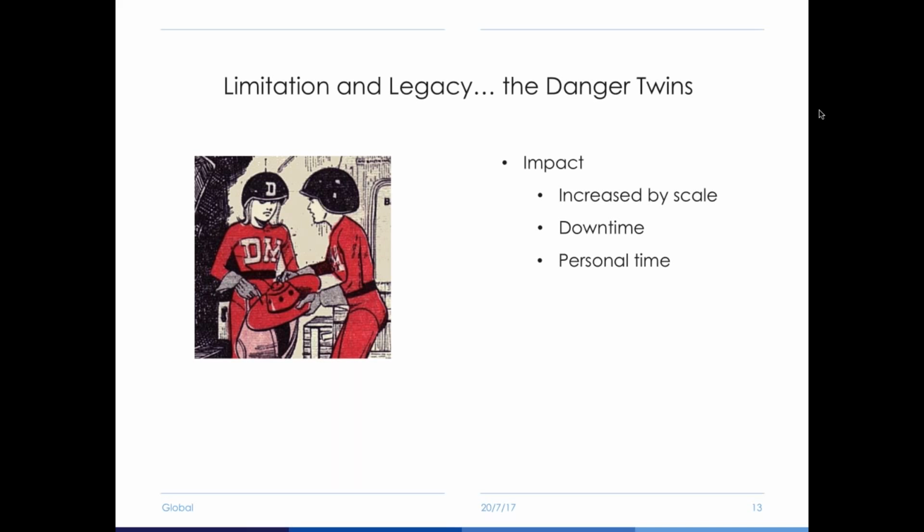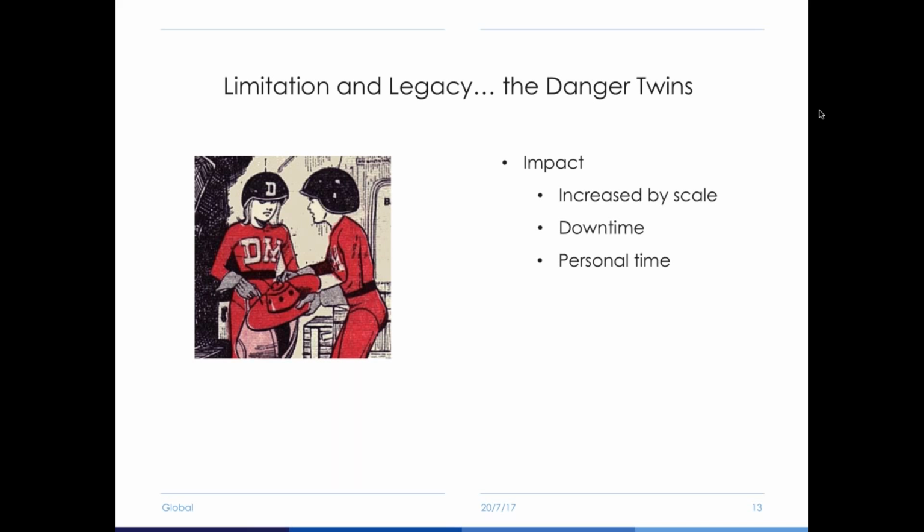And impact is something that I probably have the most sympathy with. I can really understand this and see the pain points with it. When we're talking about impact, this is something that's increased by scale. So as you get bigger, or you get more specialized or sensitive in your day-to-day flow of the network, the impact grows.